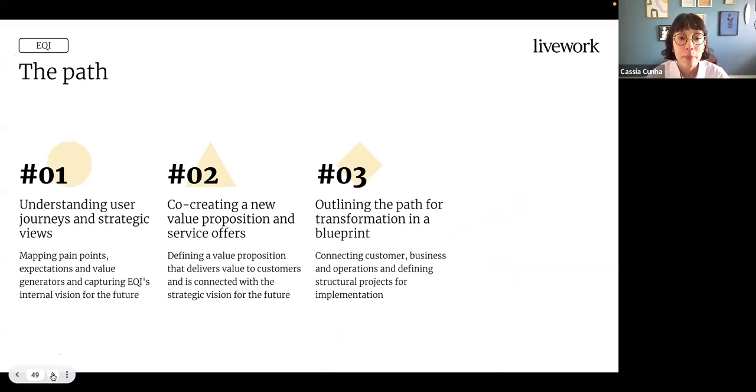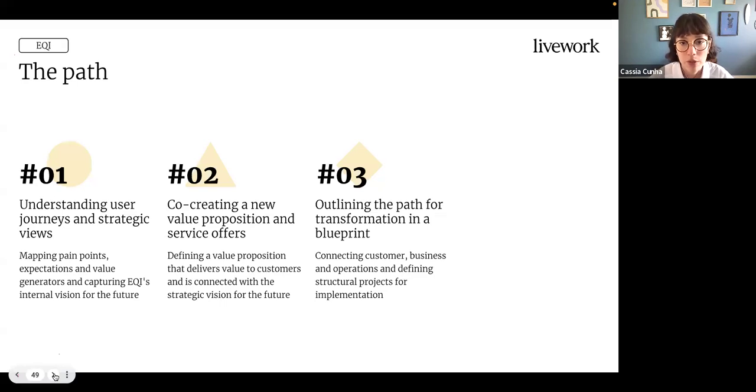Just so you understand the path of the project, I'm not going to dive in because Christina and Luis presented it very well and it has many similarities with the project that we did. But number one was to understand the user journeys. So we're talking about the customer journey, the advisor journey, but also understanding what it meant for AKE to grow and to scale. What was their vision for the future? And then with that understanding, we co-created the new value proposition and the service offers, right? So we wanted to move from a standardized model to a multiple model to cater to the different kinds of clients. And then we went to number 3, which was that we used the service blueprint to outline the path for transformation.